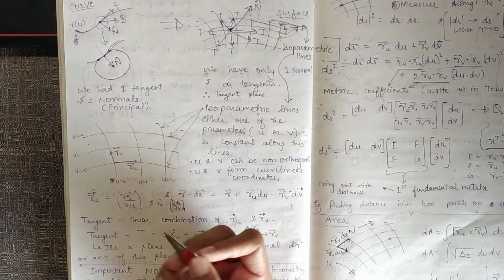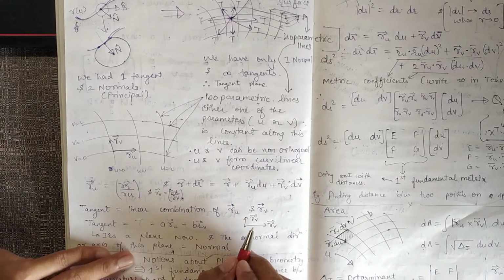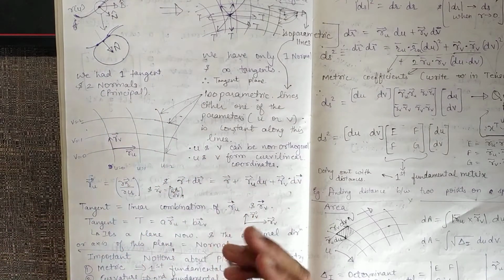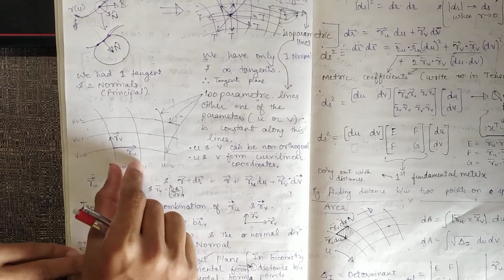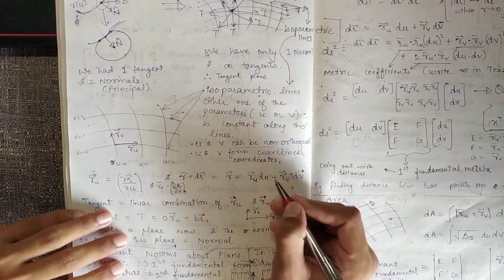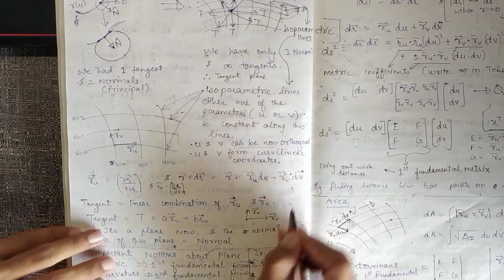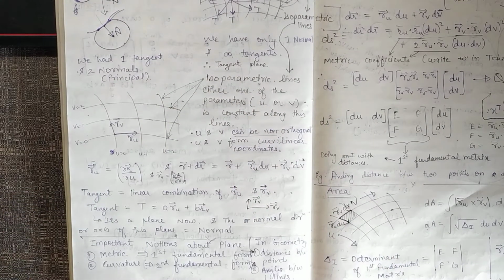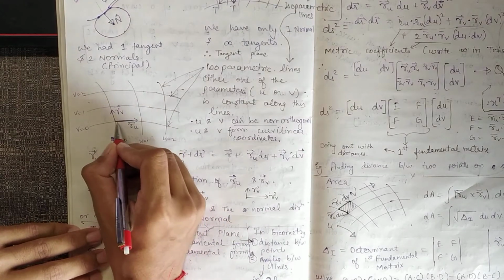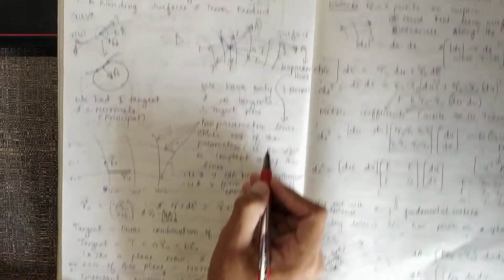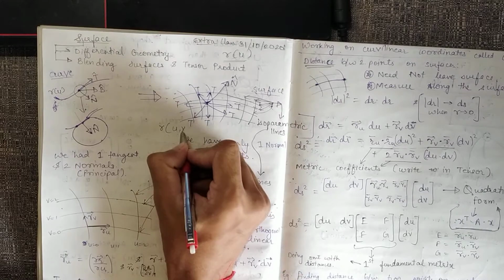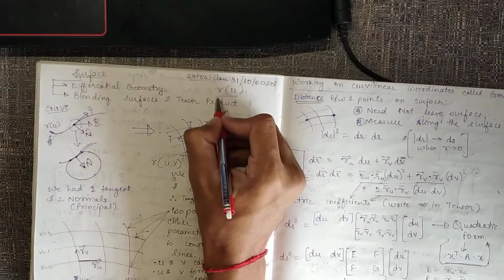Along this line, some u2 value will be constant, and they need not be orthogonal. They can be in any shape, in any direction, with any spacing between them. So in general, they'll form curvilinear coordinates, and we look at the change in the value of r of u comma v. So the surface will be represented by r of u comma v, while curves by r of u.